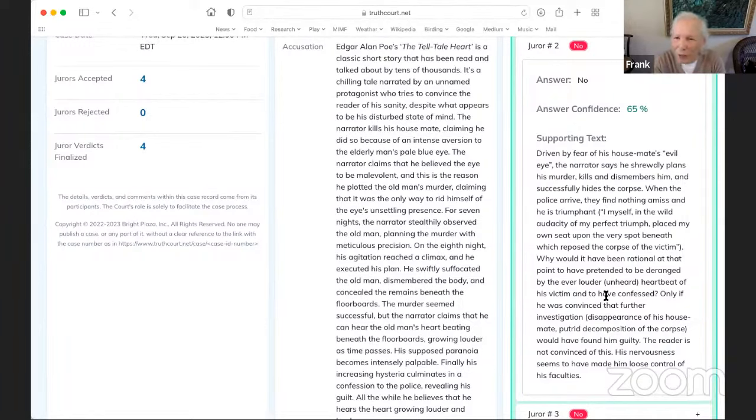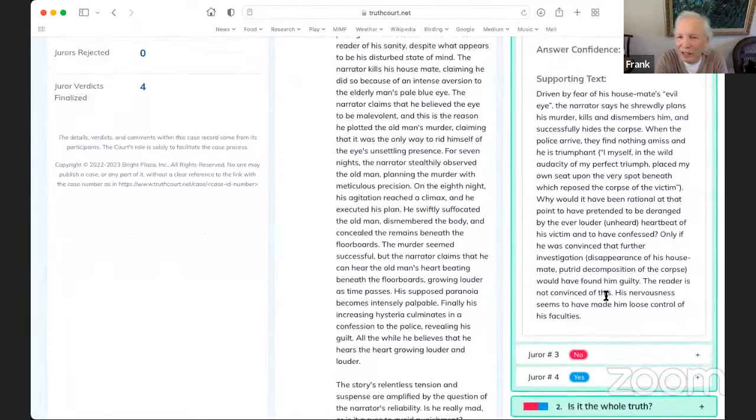Good. Why would it have been rational at that point to have pretended to be deranged by the ever louder, unheard heartbeat of his victim and to have confessed only if he was convinced that further investigation, disappearance of his housemate, putrid decomposition of the corpse would have found him guilty? The reader is not convinced of this. His nervousness seems to have made him lose control of his faculties. So that's a good answer supported by the text.